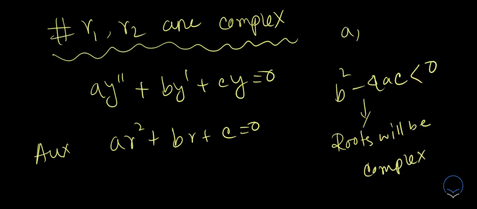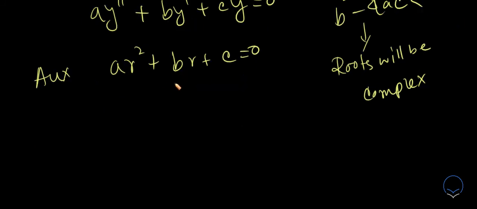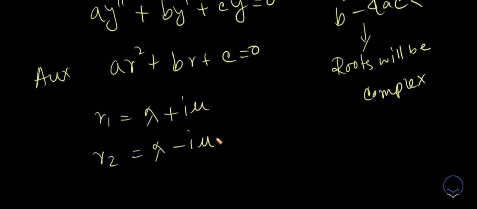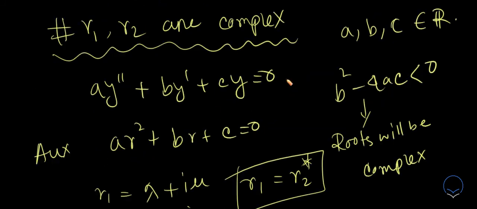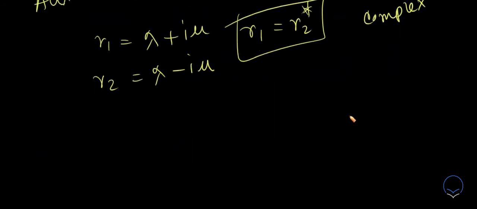But we said that a, b and c belong to the set of real numbers. So they are real numbers, right? The only way that is possible is if r1 is complex, let's call it λ + iμ, and r2 comes in the form λ − iμ, that is, r1 equals the complex conjugate of r2. Only then can a, b, c be real parameters.